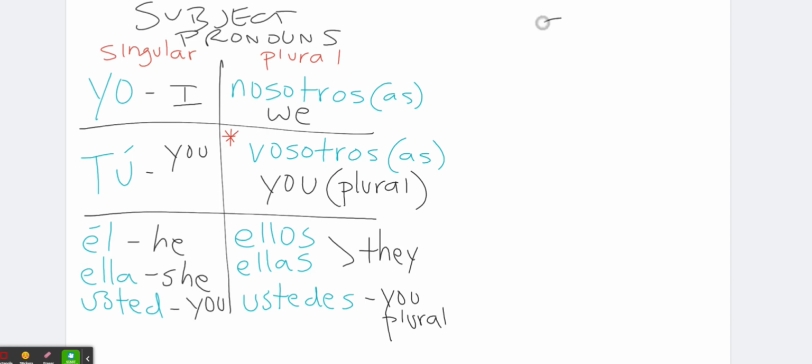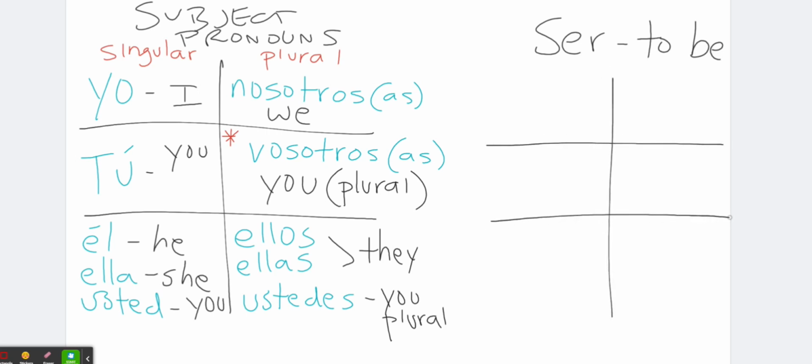The next thing we're going to do is look at this verb ser, which means to be. So we'll use this to say things like I am, you are, we are, things like that. So the verb ser is to be. The yo form of this, meaning I am, is soy. So if I wanted to say I am tall, I could say soy alto, or I'm interesting, soy interesante, or I'm from a place, soy de California, from California.